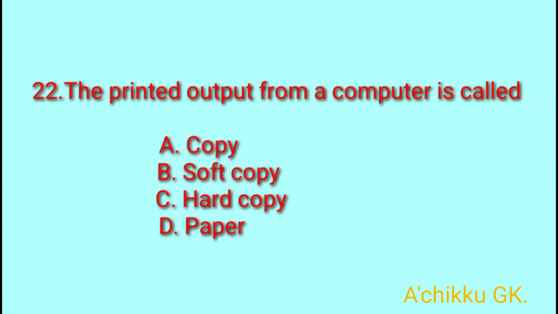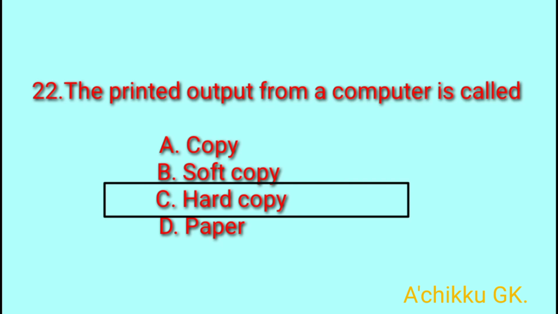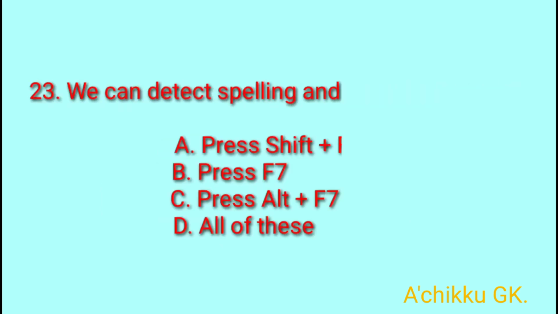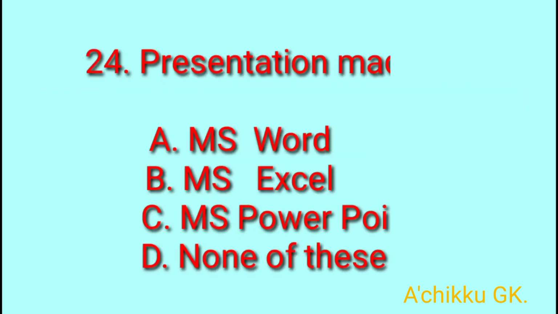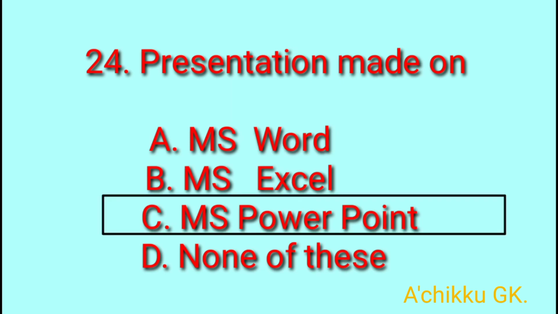The printed output from a computer is called? Correct answer C. Hard copy. We can detect spelling and grammar error by? Correct answer B. Press F7. Presentation is made on? Correct answer C. MS PowerPoint.